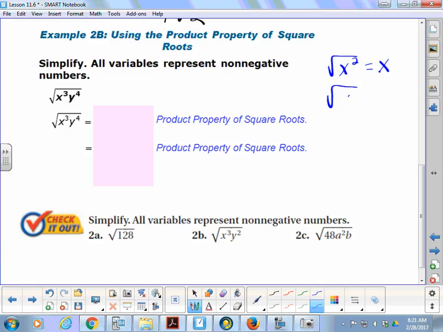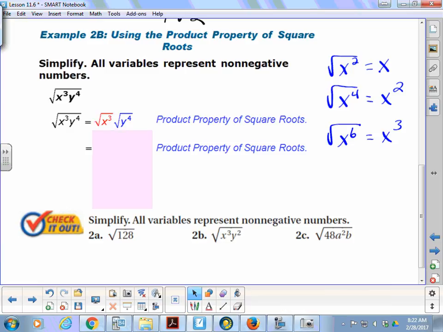The square root of x to the 4th is x squared. The square root of x to the 6th is x cubed. So we always want to work with even exponents, because when I take the square root of an even exponent, we're just cutting that in half. Okay? So here we have the square root of x cubed y to the 4th.